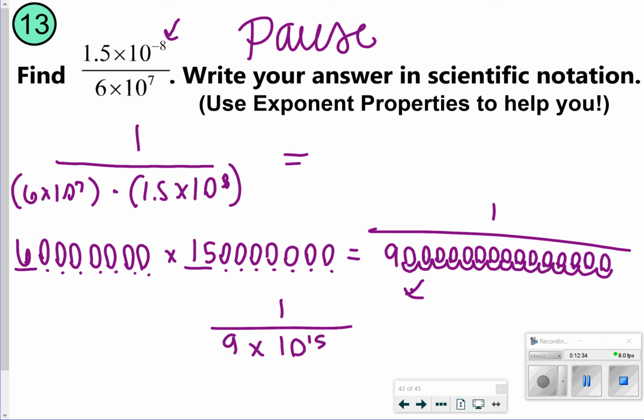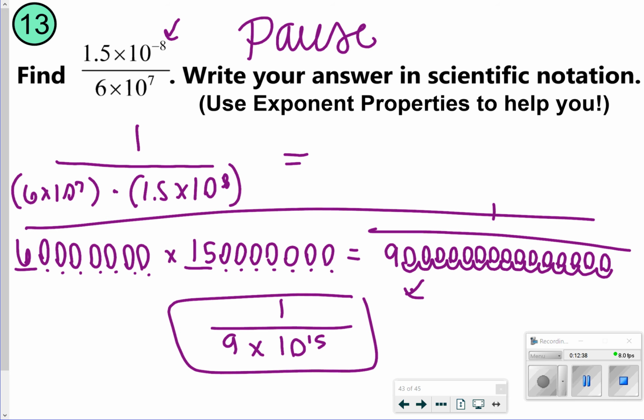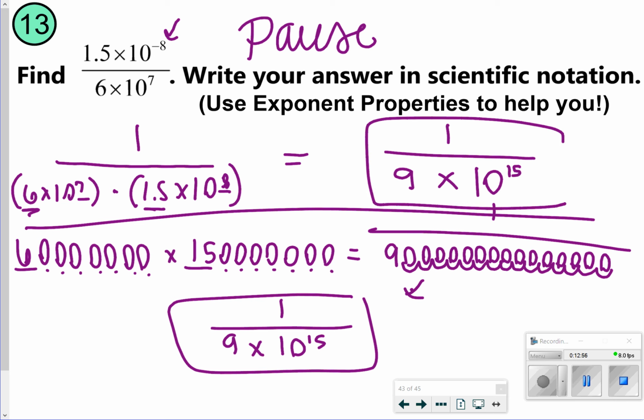Again, you could have done it this way originally, or you could have multiplied 6 times 1.5. 6 times 1.5 is still 9, so that's included in the less than 10 idea, and then added your exponents. 10 and 10 are the same base, so you can just add your exponents there, so 10 to the 15th power. Same thing, just a whole different way. Again, be confident in your answer.